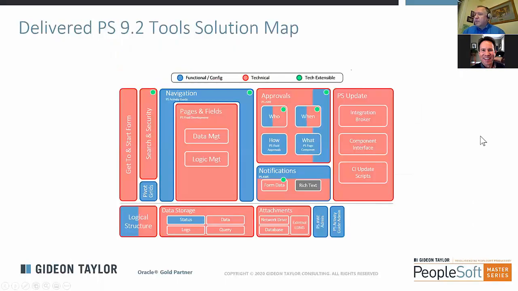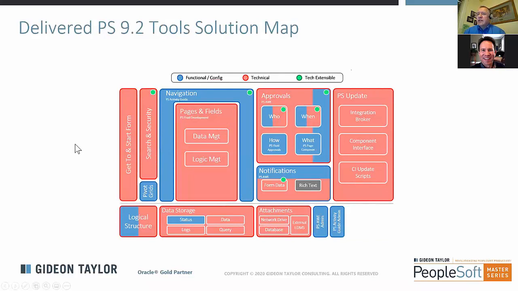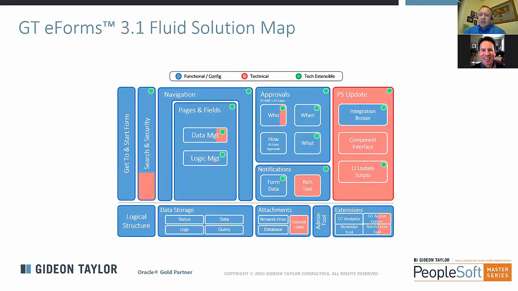So I'm going to move on from there and show you the difference here. So here is delivered PeopleSoft. Here is using GT eForms. Our goal has been to turn as much of this blue as possible, and we continue to work on that. This red section over here is a thorn in my side. I really look forward to finishing a configuration-based CI update. But you can see there are many more places where you can use configuration to build a custom form.